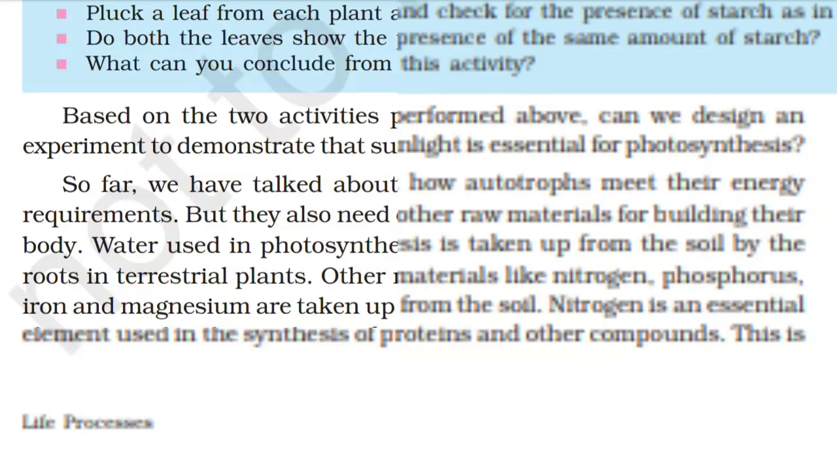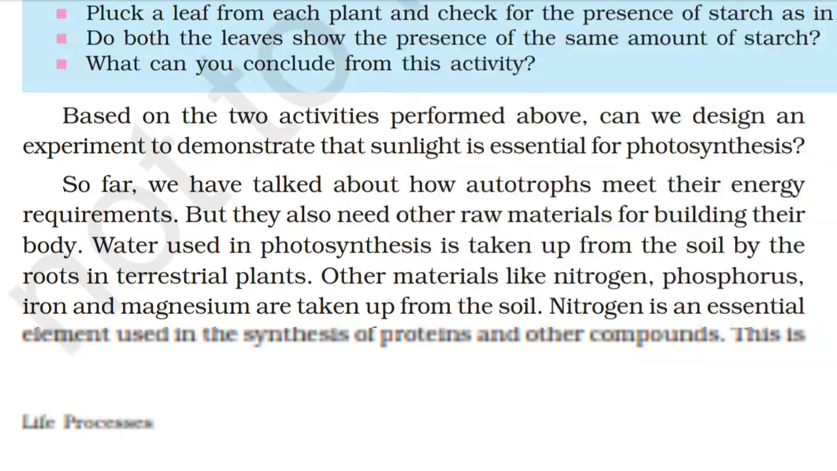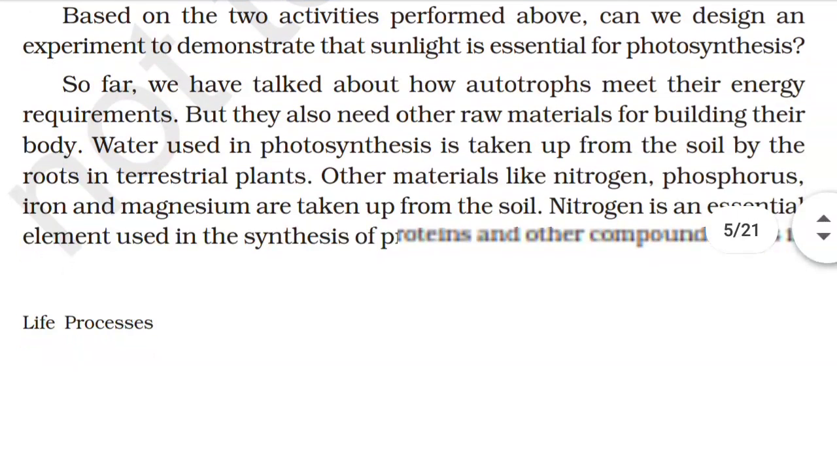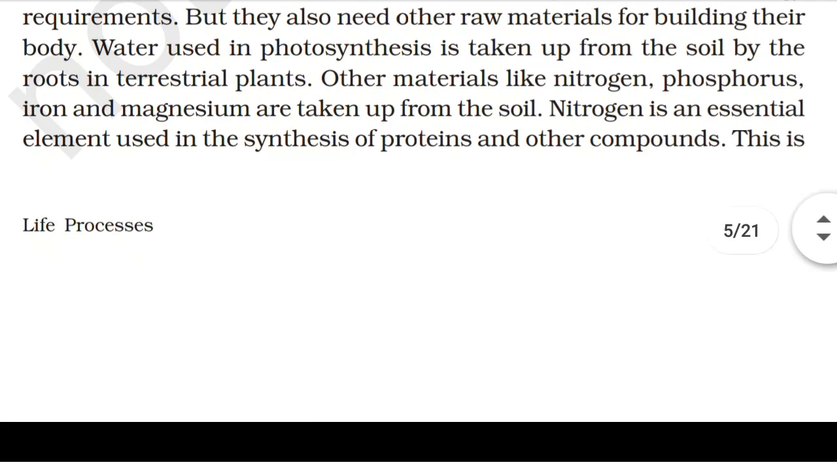So far, we have talked about how autotrophs meet their energy requirements, but they also need other raw materials for building their body. Water used in photosynthesis is taken up from the soil by the roots in terrestrial plants. Other materials like nitrogen, phosphorus, iron, and magnesium are taken up from the soil.